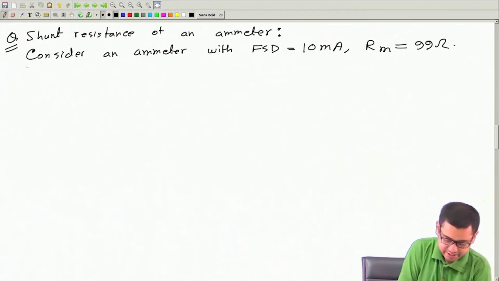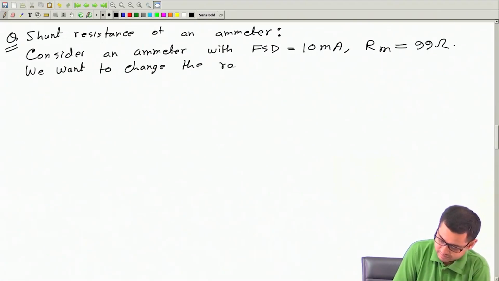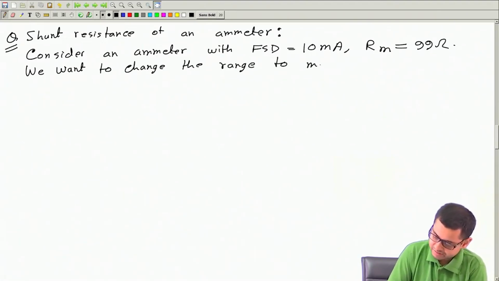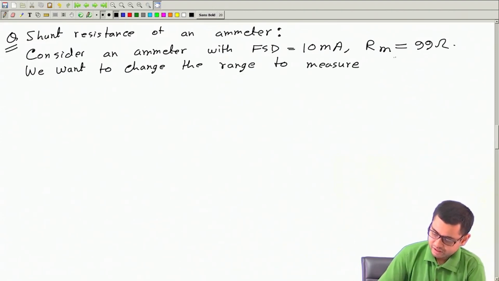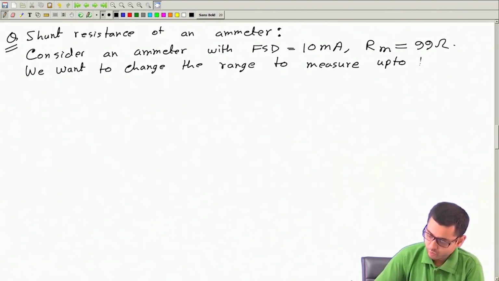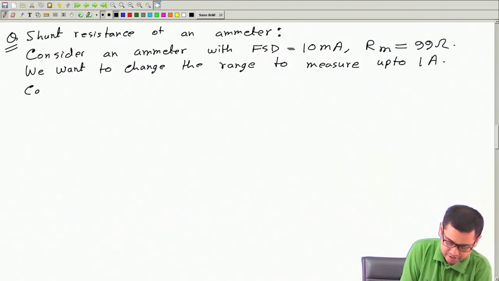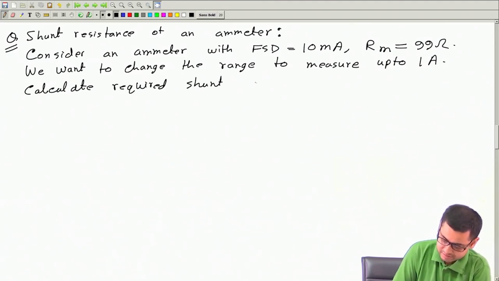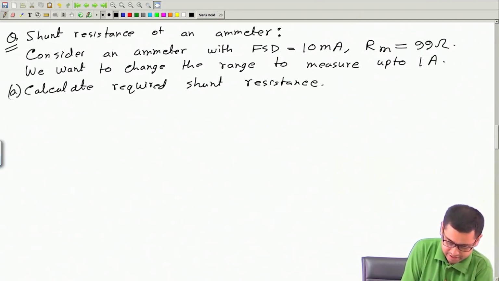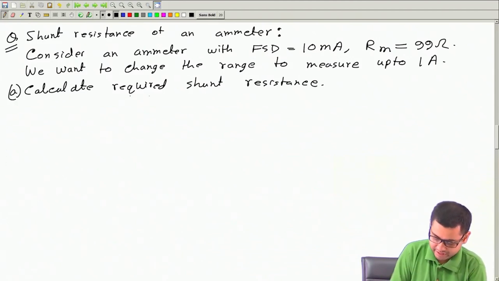So we want to change the range. We want to change the range to measure up to 1 ampere. Okay, so first calculate the required shunt resistance. So this is part A. This is part A. So we will have more parts, but let's do this part first.